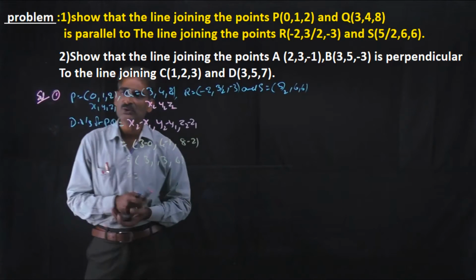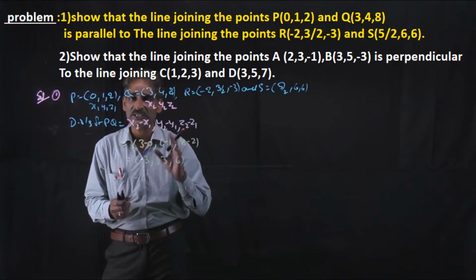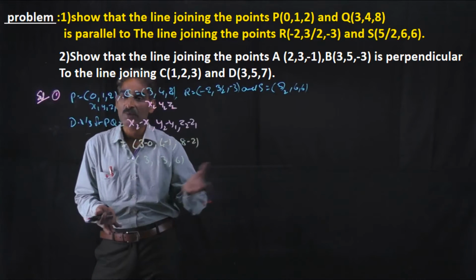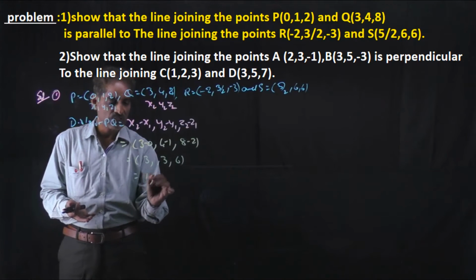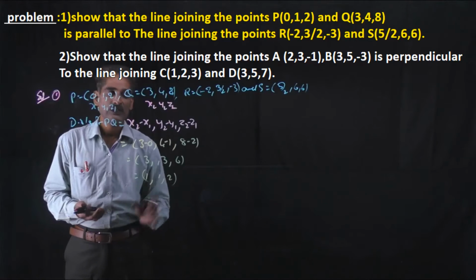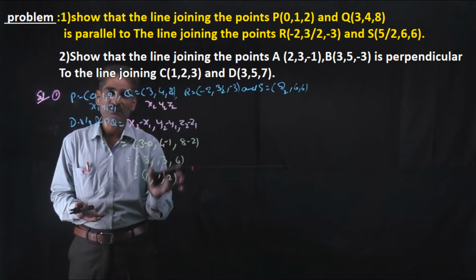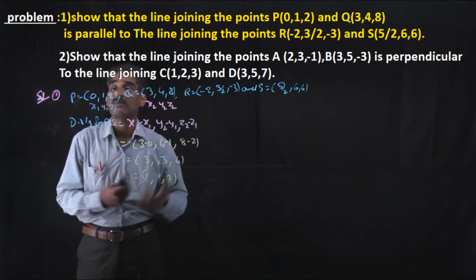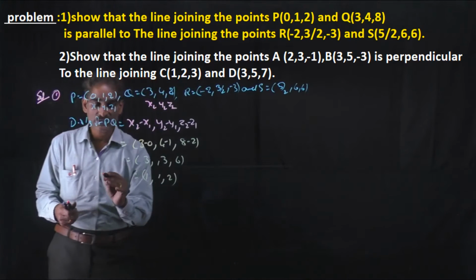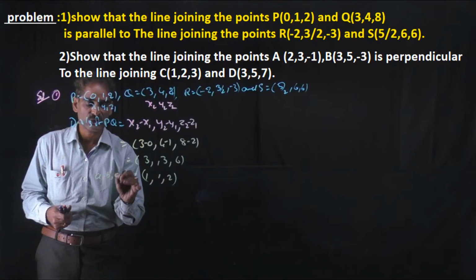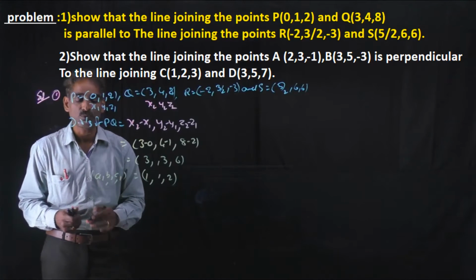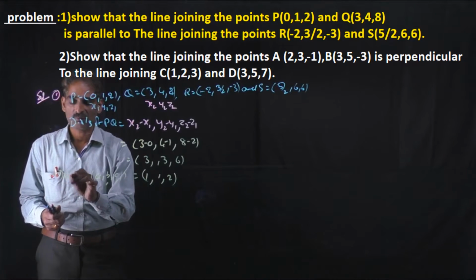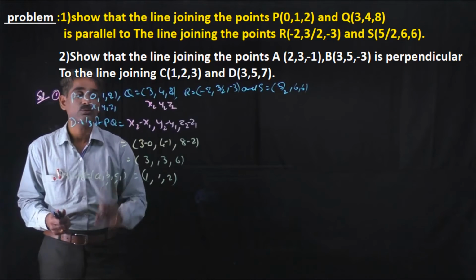We can take a common factor also. The DRs are nothing but 3 real numbers which are proportional to the DCs. So we can write 1, 1, 2. These two sets of DRs represent the same line. For every line, there are infinitely many sets of DRs. So let us take this as A1, B1, C1, the DRs of the first line PQ.